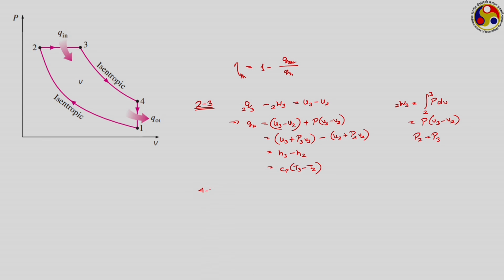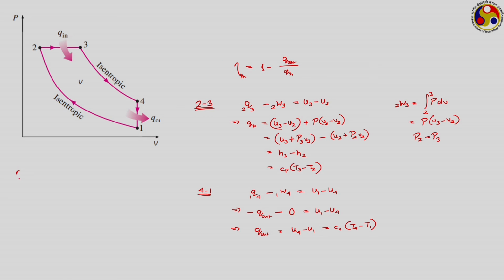Similarly, for process 4 to 1, we can write the same way whatever we have done earlier. Q 1 to 4 minus W 1 to 4 is equal to U 1 minus U 4. Now, W 1 to 4 is 0 since it is a constant volume process. So, Q out is equal to U 4 minus U 1, which is equal to Cv into T 4 minus T 1.